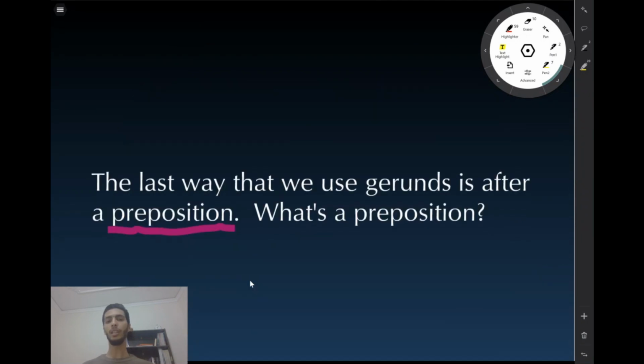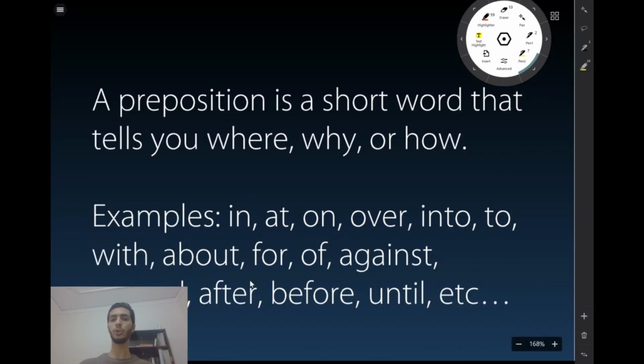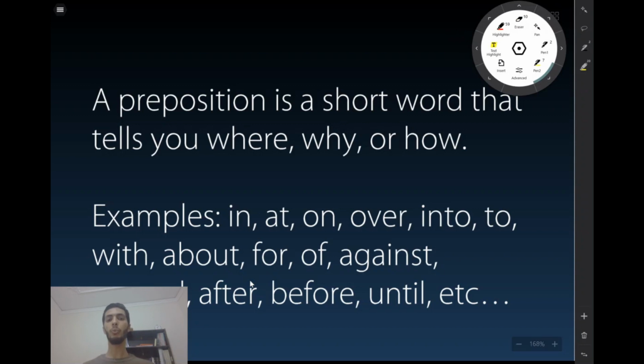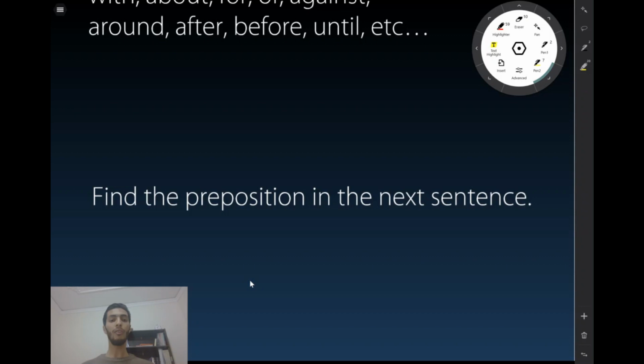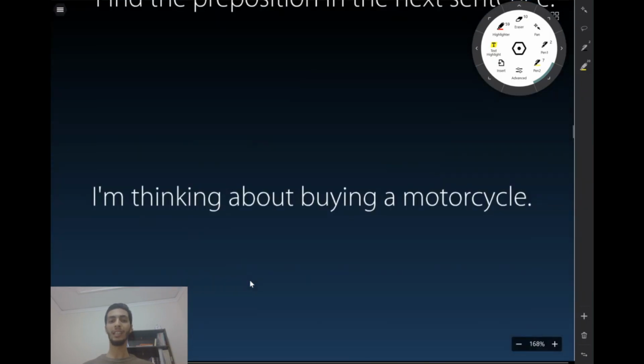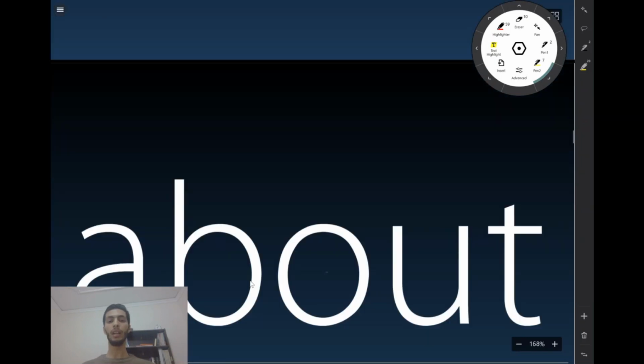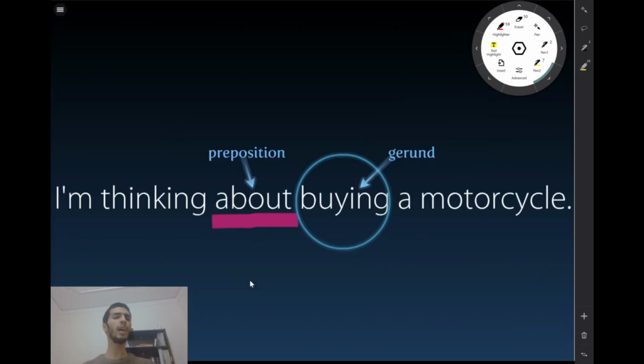The last way that we use the gerund is after a preposition. What's a preposition? Now, a preposition is a short word that tells you where, why, or how. Okay, for example, in, at, over, etc. We've talked about this in the first lesson. Now, find the preposition in this sentence. I'm thinking about buying a motorcycle. Good. What is the preposition? All right, very good. It is about. Good. Very simple. After to, in, or at, after these prepositions we use the gerund.